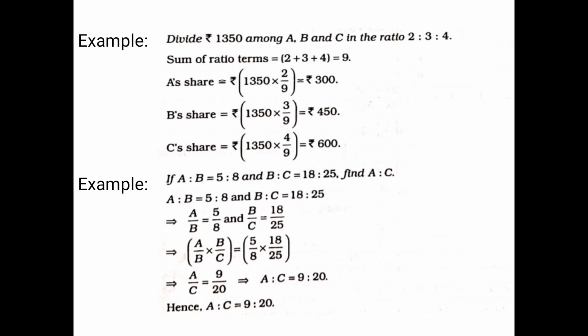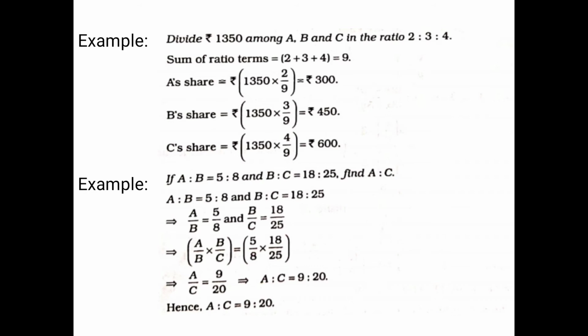B's share is 1350 into B's share, that is 3 by the total ratio, 9. So 450 is the B share. C's share is 1350 into C's share, that is 4 by 9, which is equal to 600. So A's share is 300, B's share is 450, and C's share is 600. So the amount 1350 is shared among A, B and C according to the ratio.